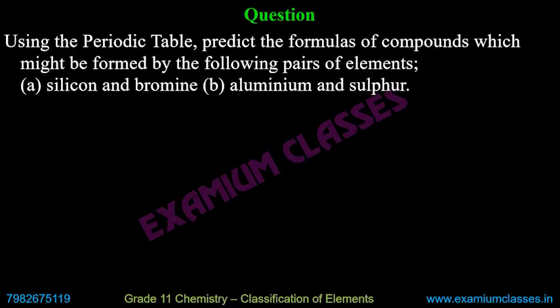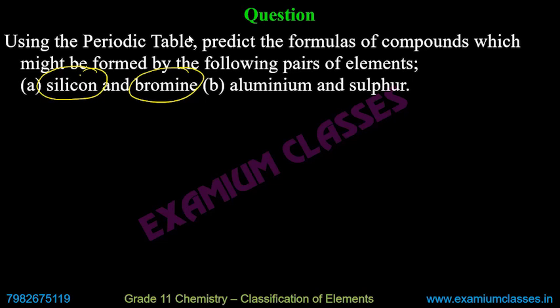Now the question. Using the periodic table, predict the formulas of compounds which might be formed by the following pairs of elements: silicon and bromine. This is something very close to what you have done in 9th grade, 10th grade, previous grades. Yes, Bedi? Sir, I think it is SiBr4. Okay. Why do you think so?